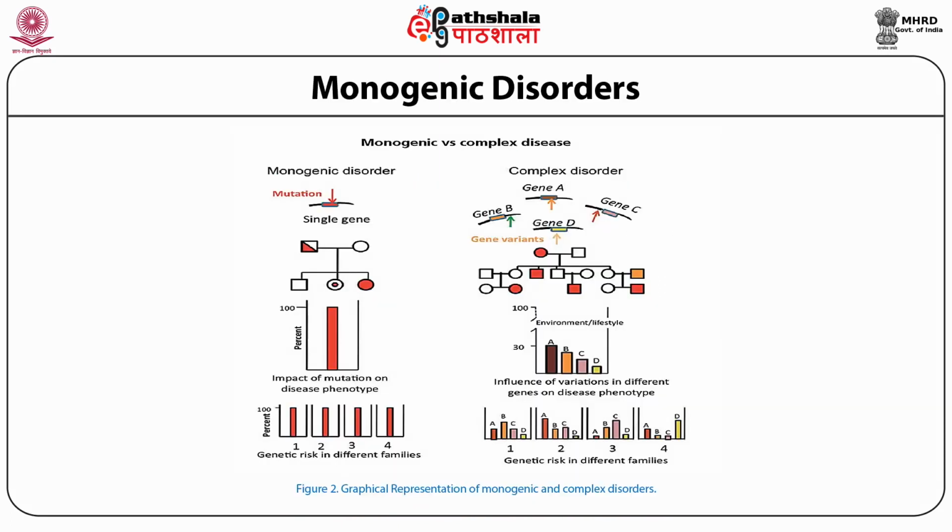Now, from this figure, monogenic versus complex disease, when we look at monogenic disorders, the mutation is taking place on a single gene, whereas in complex disorders, many genes are involved, gene A, B, C, D, right? Then when we study the impact of mutation on disease phenotype and see the genetic risks in different families, it comes to almost the same. Whereas in the complex disorder, it is very interesting to see the influence of variations in different genes on disease phenotypes. The role of environment or lifestyle is very clear in the genetic risks in different families.